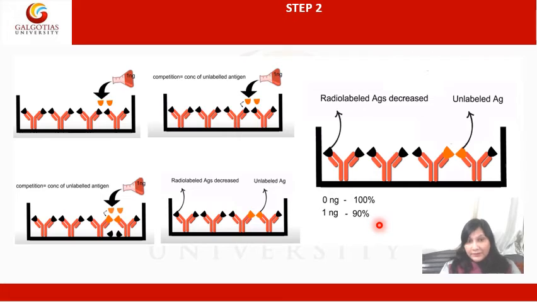I am just repeating. We have added a 1 nanogram per ml solution of unlabeled antigen. This antigen will compete with the labeled antigen, and this unlabeled antigen will be removed after washing. Then we check the radioactivity of the microtiter plate and find that it has decreased by 10%. Now the radioactivity of this plate is 90%. It means that after adding the 1 nanogram solution, the radioactivity decreased by 10%.